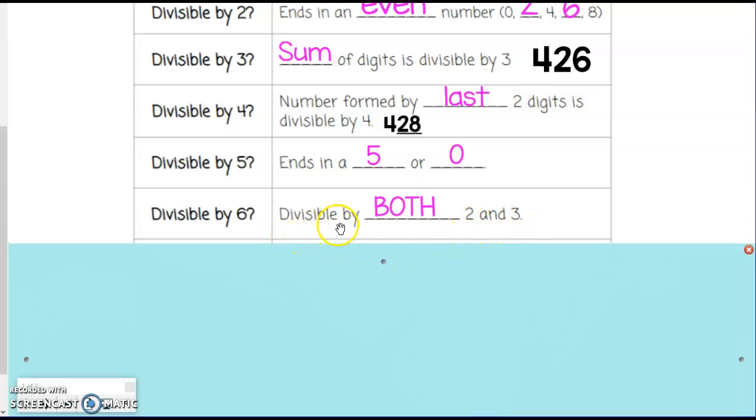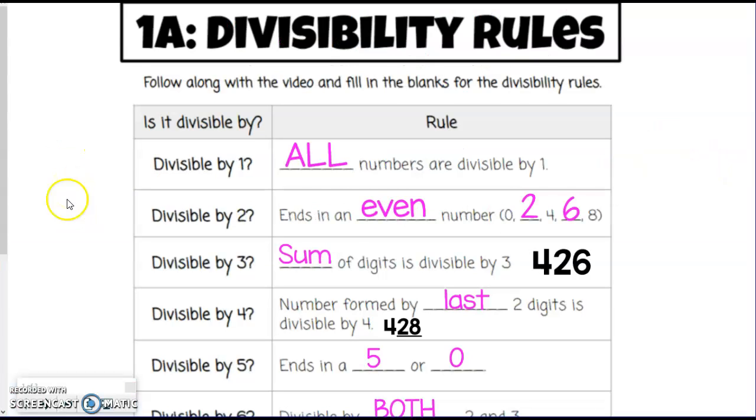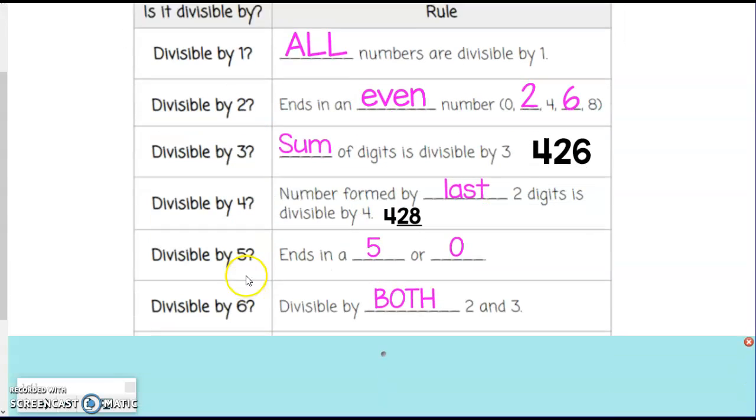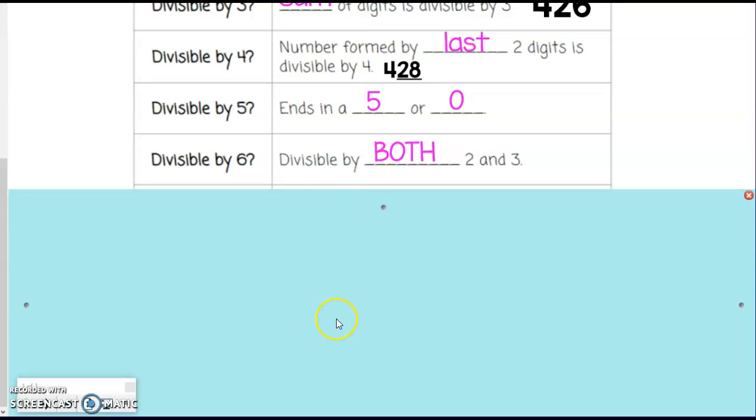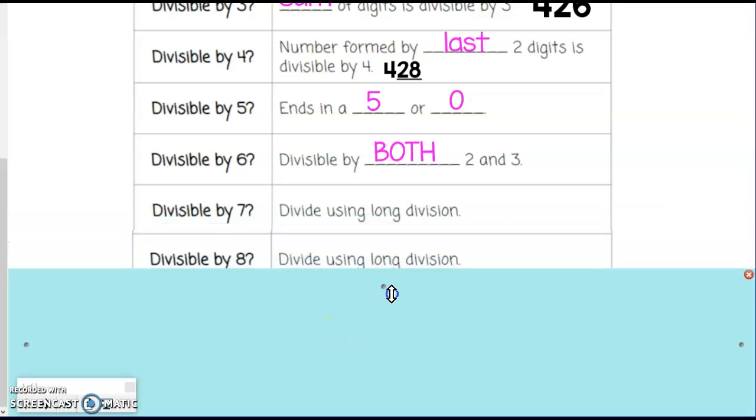If a number is divisible by 6, it has to be divisible by both 2 and 3. So if you've gone through your rules for 2 and 3 and both worked, you've checked off both, then that means it automatically is also divisible by 6. Makes sense because 2 times 3 gives you 6. So if it works for 2 and 3, it also works for 6, but it has to be both of them, not just one.